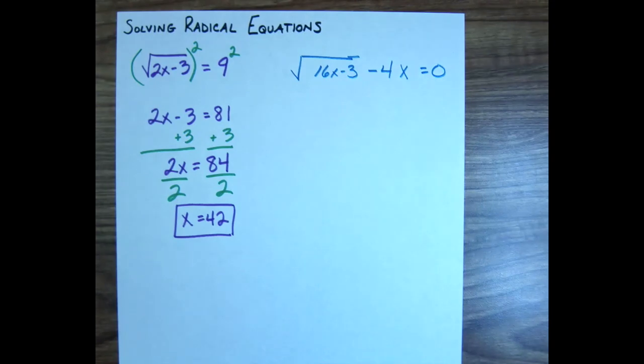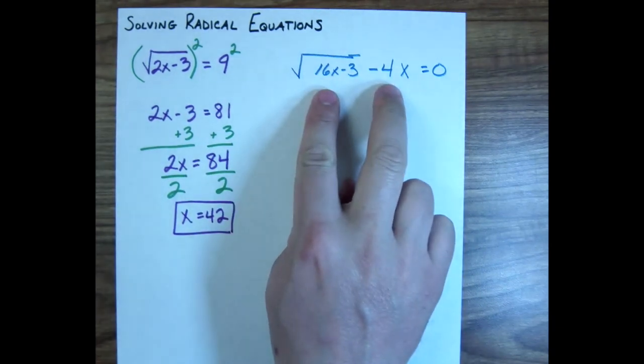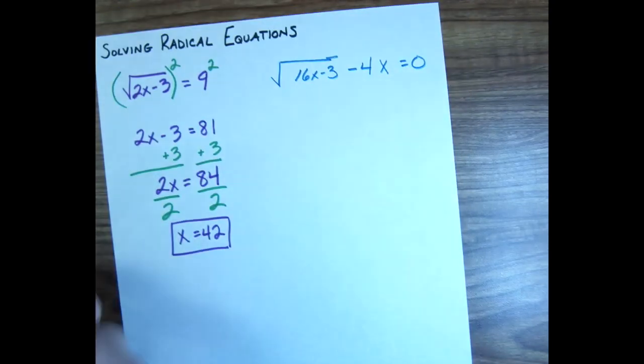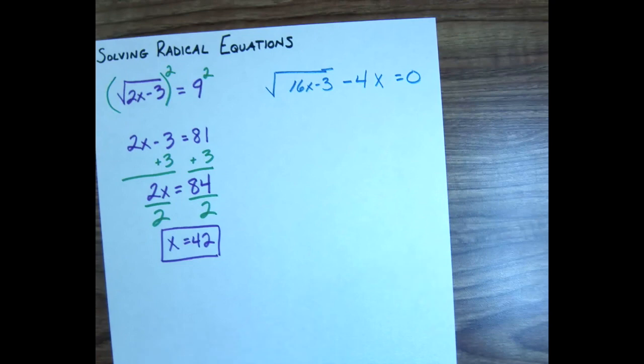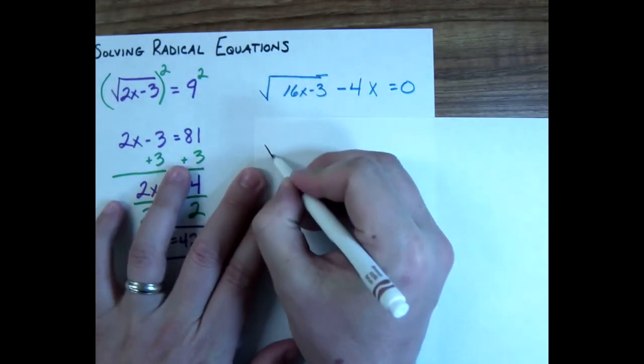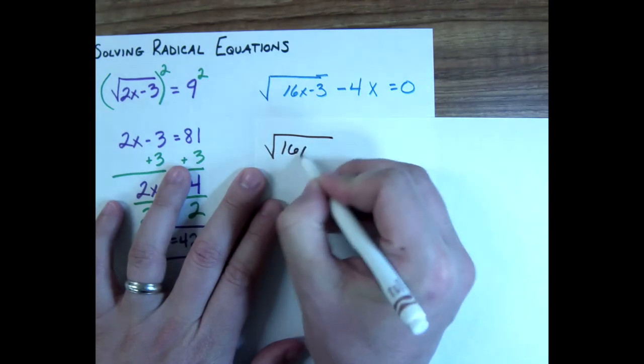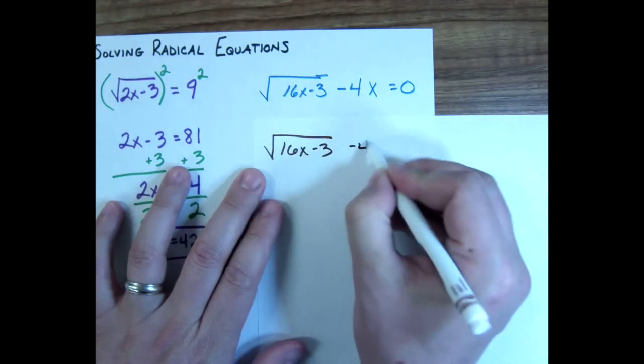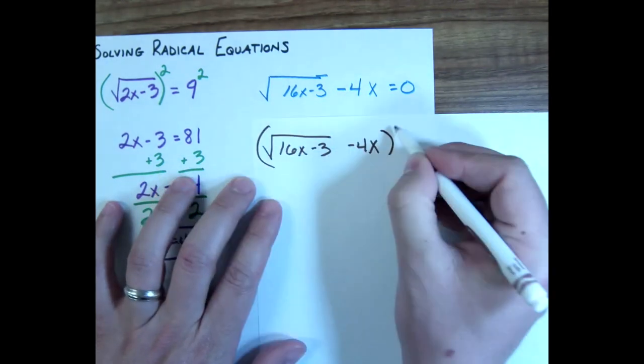So squaring both sides right now is not going to work out for me because if I square this side, I'm going to end up with a distributive property nightmare. Let me just show you. I'm going to pull out a sheet of scratch paper because I don't want to put this in our official class notes. On scratch paper, let me show you how bad it would be if I were to square it right now: the square root of 16x minus 3, minus 4x, squared.